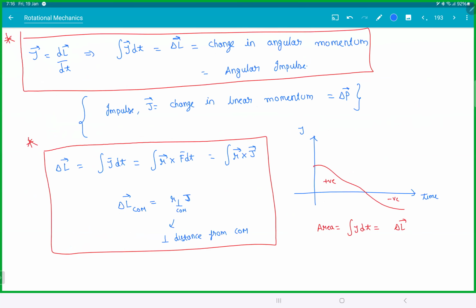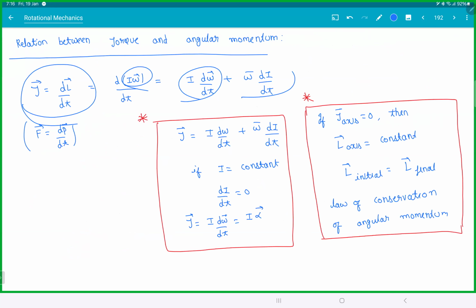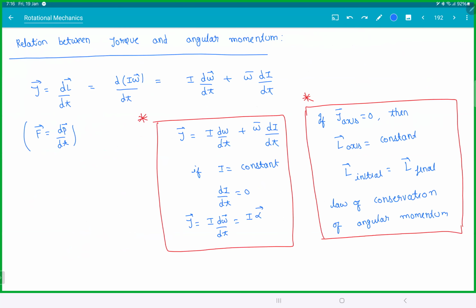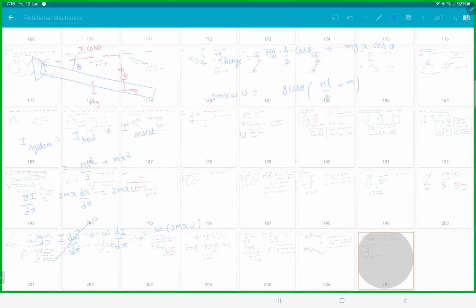Torque is rate of change of angular momentum, L is I omega, differentiated with the product rule. This is what we get, and if I is constant, we get torque is equal to I alpha. Just like F is equal to ma is valid only when mass is constant. If mass is variable, you have to use m dv by dt plus v dm by dt. Same thing here also. If moment of inertia is changing, you can't use torque is equal to I alpha.